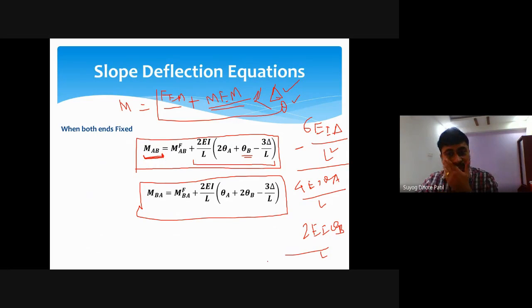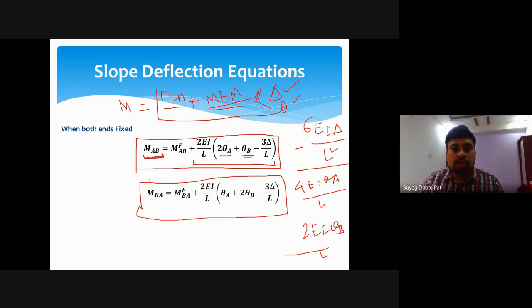So these are the three basic parameters. After assembling these three parameters in this equation, 4 EI theta A by L will be this, 2 EI theta B by L will be this, and minus 6 EI delta by L square will be this. If I take 2 EI by L outside the bracket, we have only 2 theta A plus theta B minus 3 delta by L.